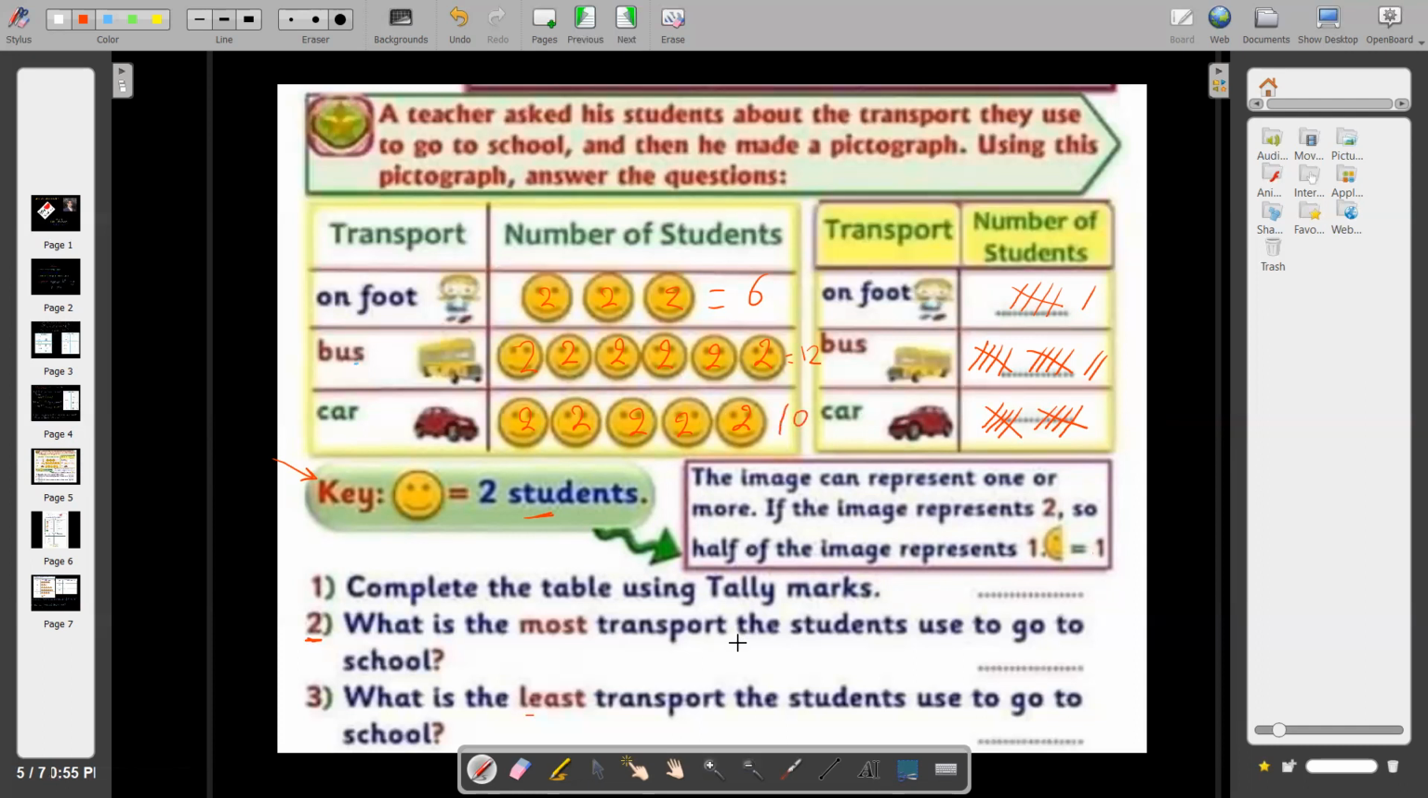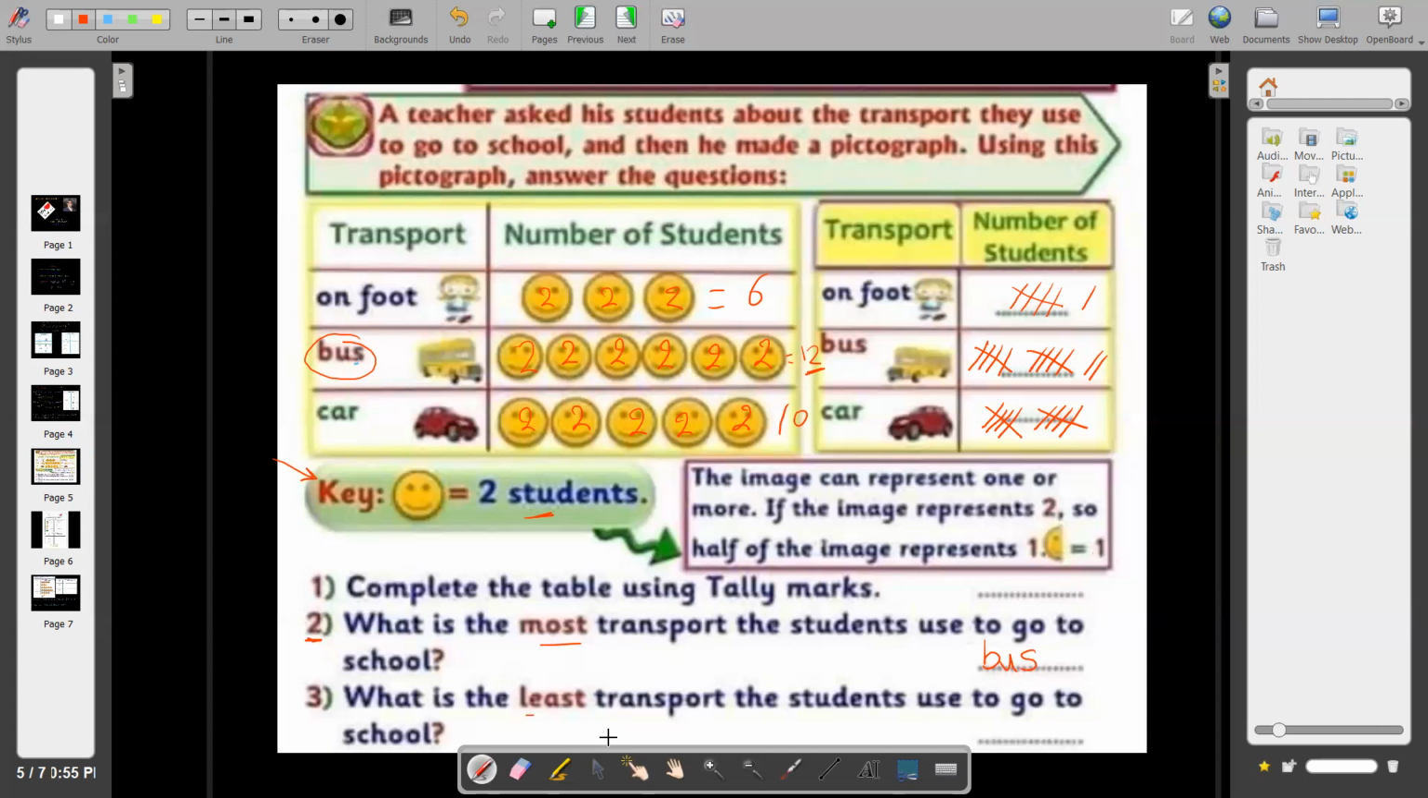Now answer the other question. Question number 2: what is the most used transport for students going to school? I look for the biggest number. The biggest number here is 12. What is in front of 12? Bus. The most favorite transport is by bus. We write here bus.